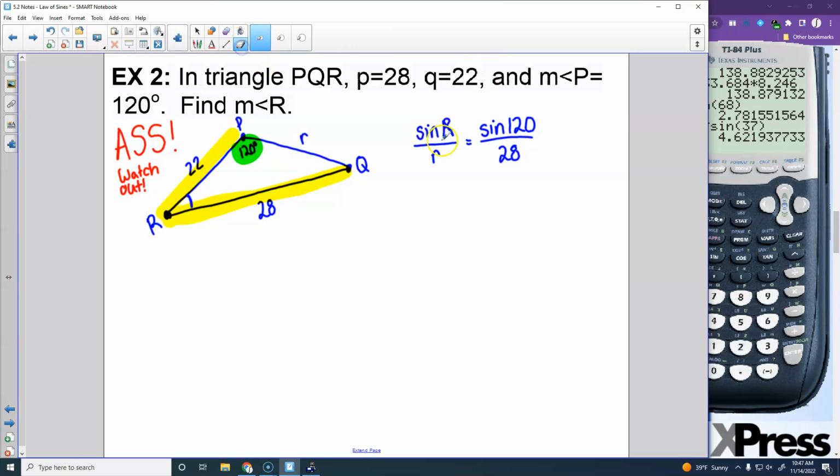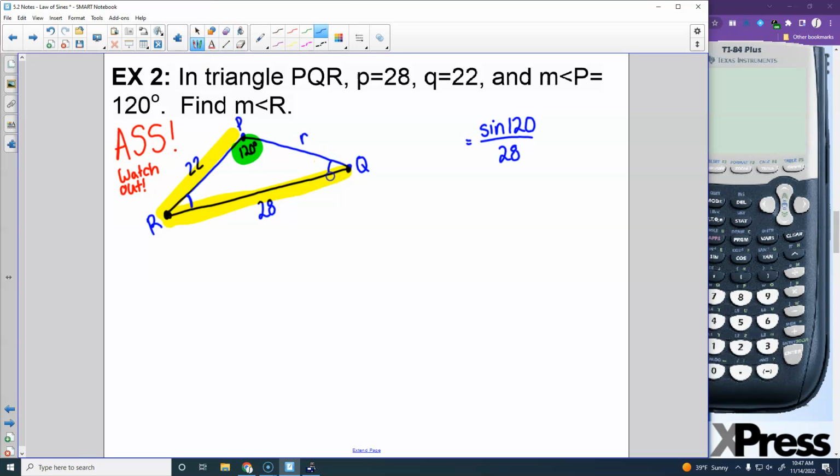What's the only thing I can find here? I could find Q, right? If I find Q, can I then find R? I can find it pretty easily because all the angles of a triangle add up to 180 degrees. So I can just do 180 minus 120 minus whatever we get for our Q. So I'm actually going to have to find Q first for this. Q is what I'm going to have to look for first. Then I can find R. So I'm going to say sine of Q over the side across from Q, which is 22.